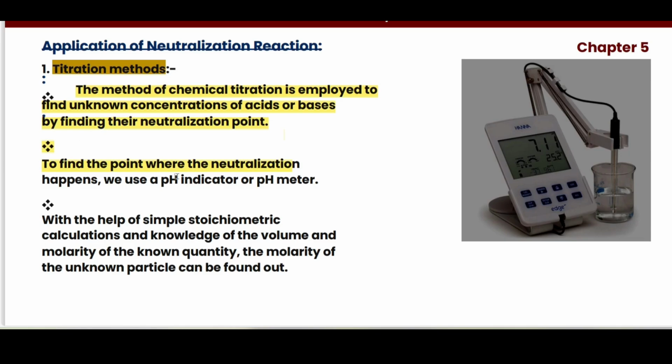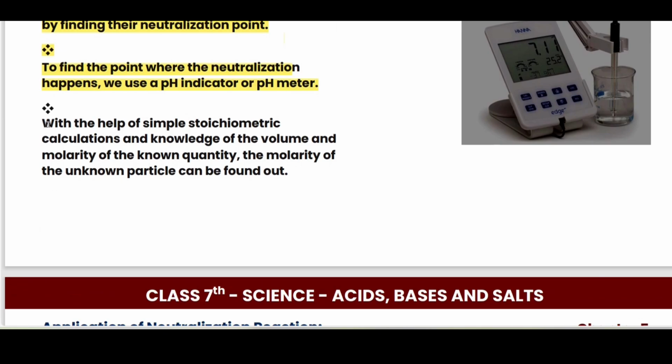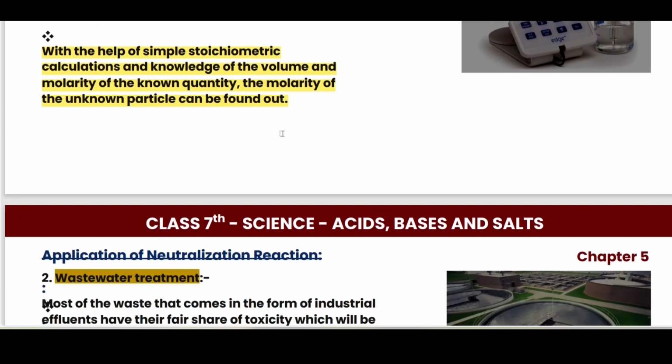To find the point where the neutralization happens, we use the pH indicator और pH meter. किस चीज का यूज करते हैं? pH indicator का. With the help of a simple stoichiometric calculation and knowledge of the volume and molarity of a known substance, the molarity of unknown particles can be found. So from this we can find out the volume, molarity, right? Molarity of unknown and known both.